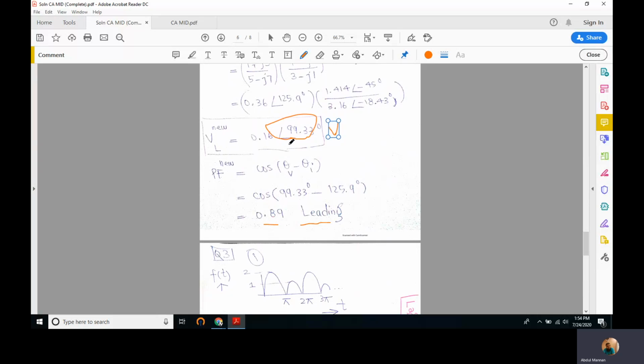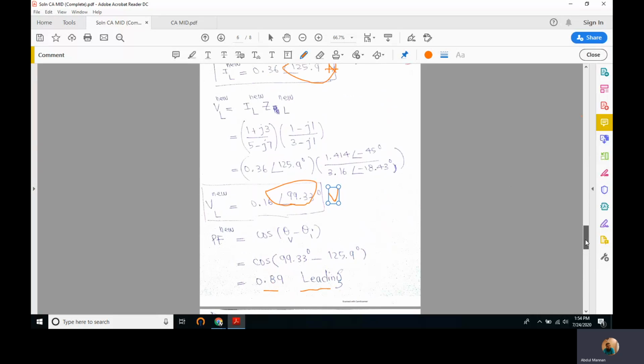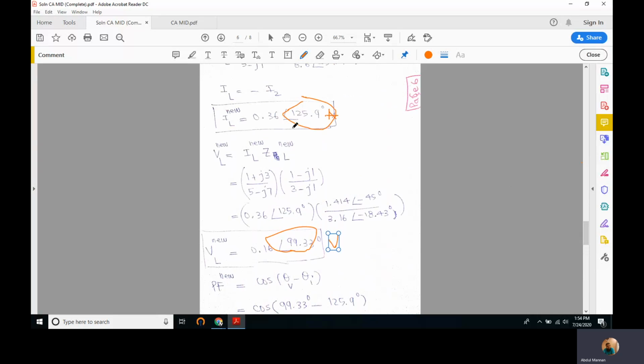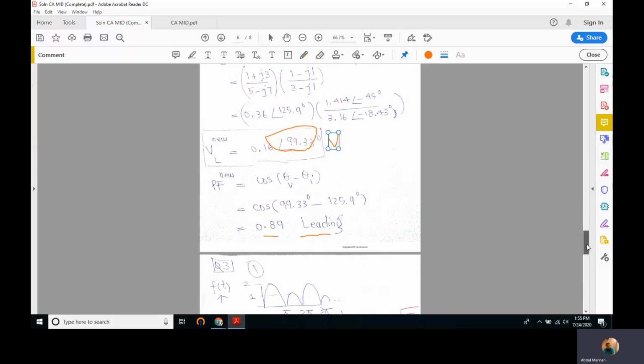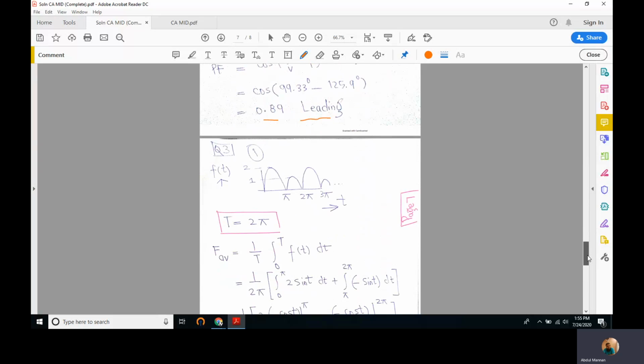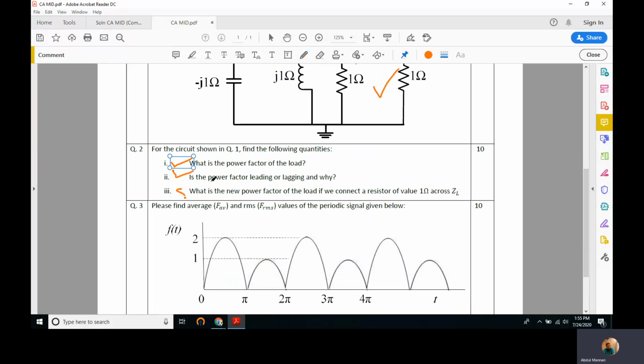Why leading? Because VL has an angle of 99.33, and let's see what the angle of the current is. This is 125, which means it's larger than the angle of the voltage. This means the current is leading, and if the current is leading, the power factor is also leading. Right, so till now we have completed 2 questions out of 3.